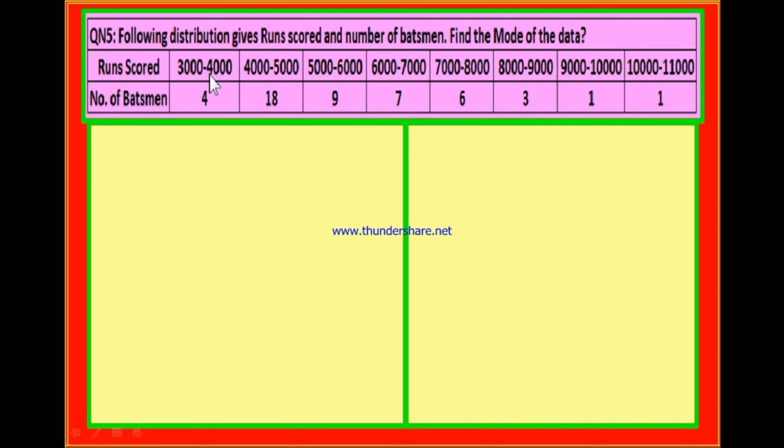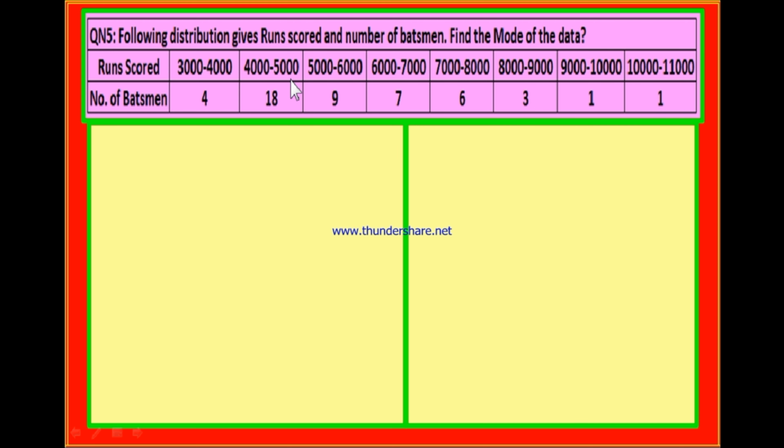The runs scored between 3000 to 4000, the number of batsmen is 4. Between 4000 to 5000, the number of batsmen is 18. Between 5000 to 6000, it is 9. Between 6000 to 7000, it is 7. Between 7000 to 8000, it is 6. Between 8000 to 9000, it is 3. Between 9000 to 10000, it is 1. And between 10,000 to 11,000, it is 1. For this grouped distribution, you have to find the mode.